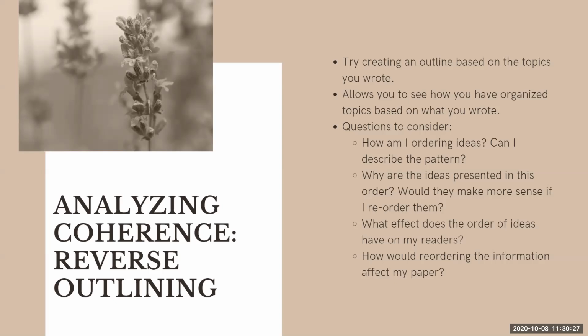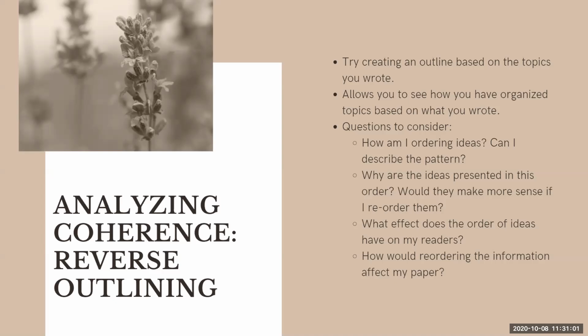And once you have that done, once you've created your reverse outline, take a look over at your topics and consider the following questions. How are you ordering ideas? Can you describe the pattern? So again, going back to those common organizational patterns, can you name the type of pattern that you're using in the essay? Why are the ideas presented in this order? Would they make more sense if you reorder them?